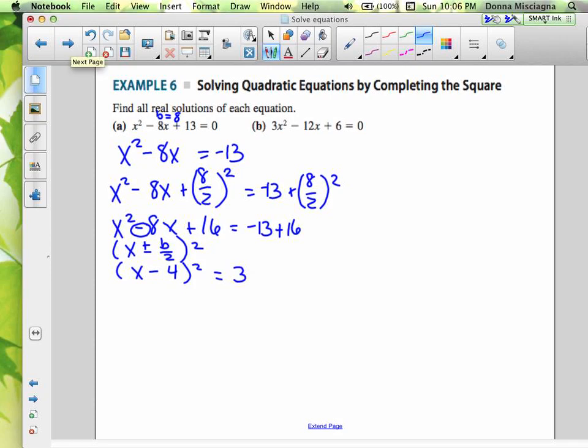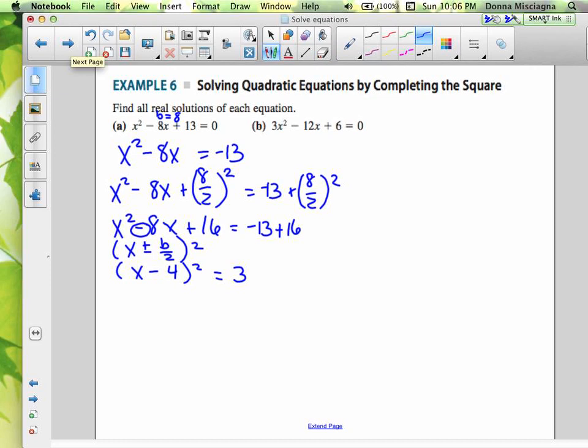And just to show you, in case you had doubted me in any way: x times x is x squared. Negative 4x plus negative 4x is negative 8x. Negative 4 times negative 4 is 16. So you see that x minus 4 squared is indeed the same as x squared minus 8x plus 16. And you don't have to write that.